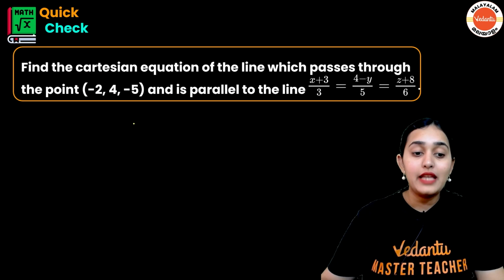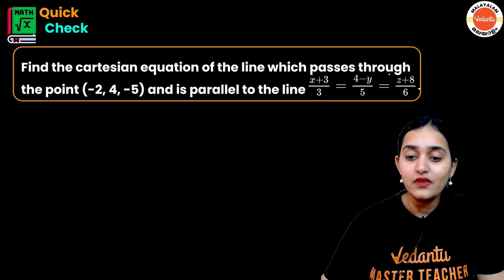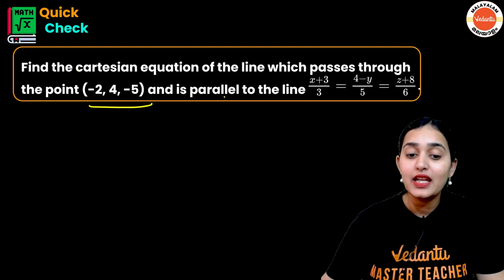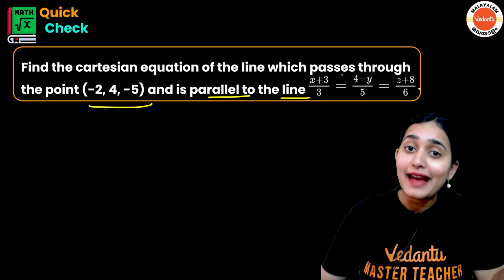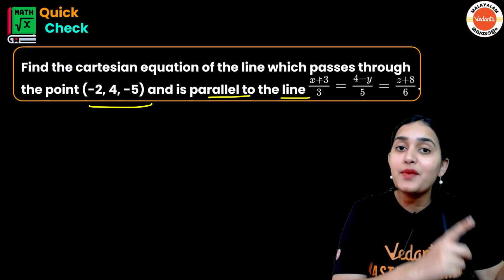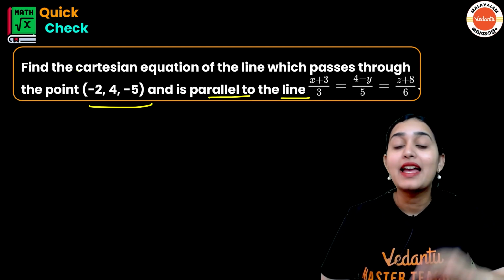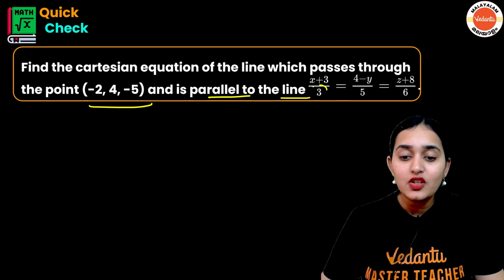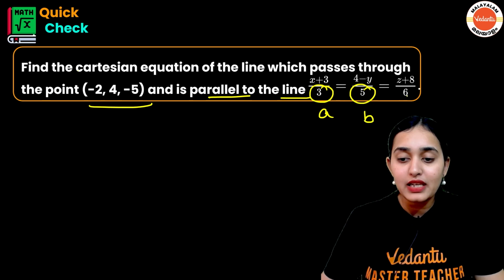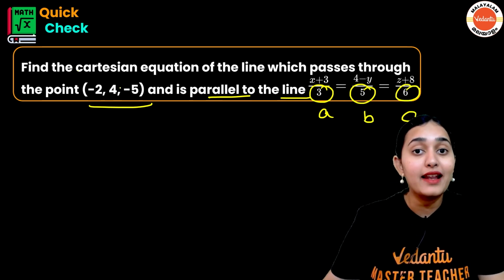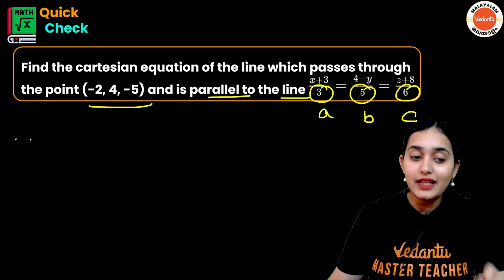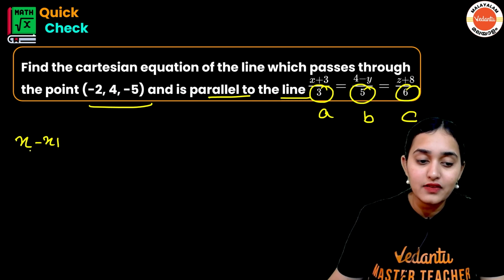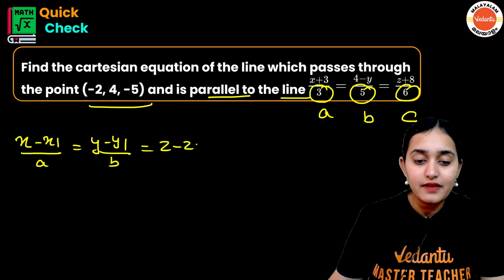Okay. Next is find the Cartesian equation of the line which passes through this point. Point is given and parallel to a line. Now here the parallel vector is not given, a parallel line is given. So what we will do? I told you at the beginning, parallel lines have the same direction cosine. So here it will be A, this will be B, this will be C. So we have the parallel vector also. So simply what is the equation of the line? Equation of the line is x minus x1 upon A, y minus y1 upon B, z minus z1 upon C.